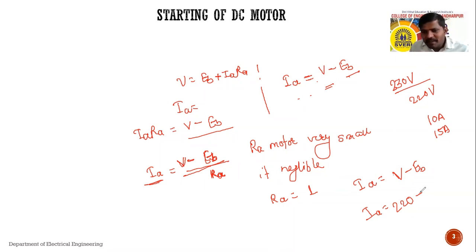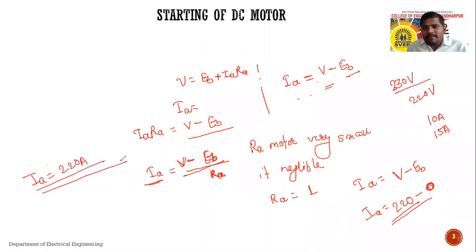Zero. So at the standstill condition, or we can call it the time of starting condition, the back EMF of the motor is nearly equal to zero, right? So if the back EMF of the motor is nearly equal to zero and we solve this equation, then we get the value of IA nearly 220 ampere, or it is nearly equal to the supply voltage.